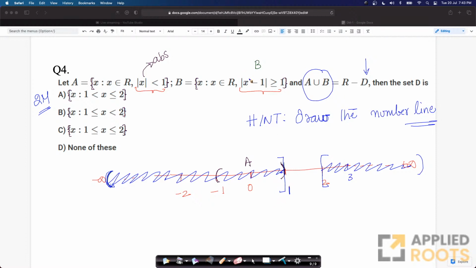So one second. Is 1 in set B? Yes, 1 is there. Is 2 in set B? Because there is an equality, it will be there. So what is the union of them? This 1 itself is not there in set A, but it is there in set B. So we have the whole thing. Cool. Again, I hope I don't make a mistake. One second. Somebody is saying 1 will not be in A union B.